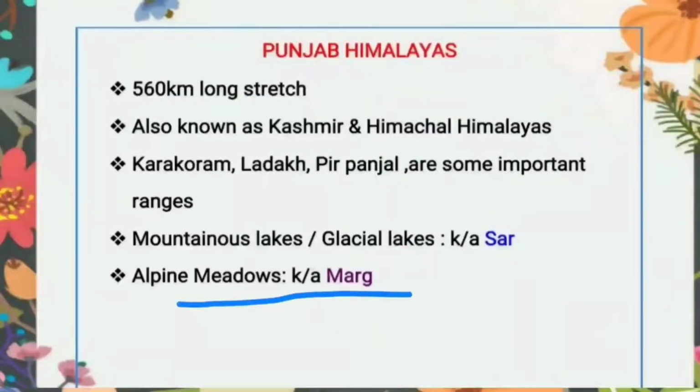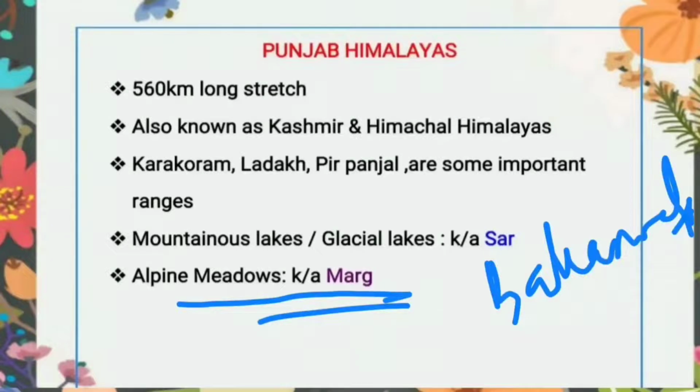Now coming to the Alpine Meadows in that area, they are known as Marg, like Gulmarg, Yusmarg, Tungmarg, Sonmarg, and the inhabitants of that particular region are known by the name of the Bakarwals. Okay, they are actually the persons with the transhumance practice. They are seasonal migrants, human seasonal migrants. Fine.